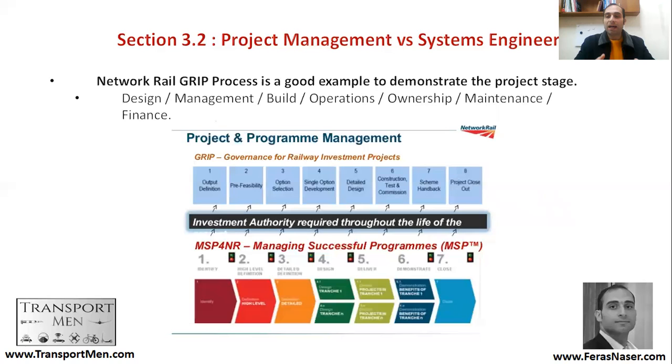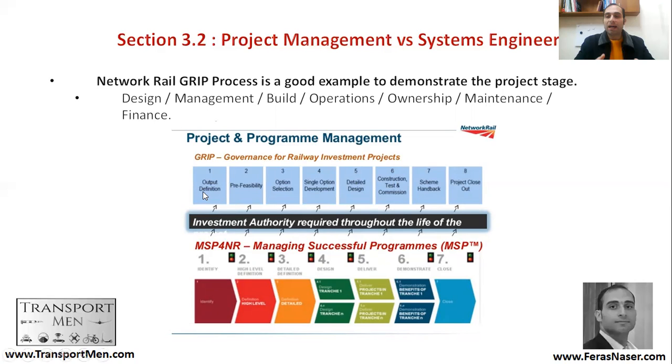And this process actually happens at different stages in every project. So now there are well-established processes that are used to track the systems engineering process as well as the project management process in different stages of the project. So there is a design stage, a management stage, a build stage, operation stage, ownership, maintenance, and finance. And just to try to capture those, there is a Network Rail process that is called GRIP. And GRIP is a way for classifying the stages of the project from inception to completion.